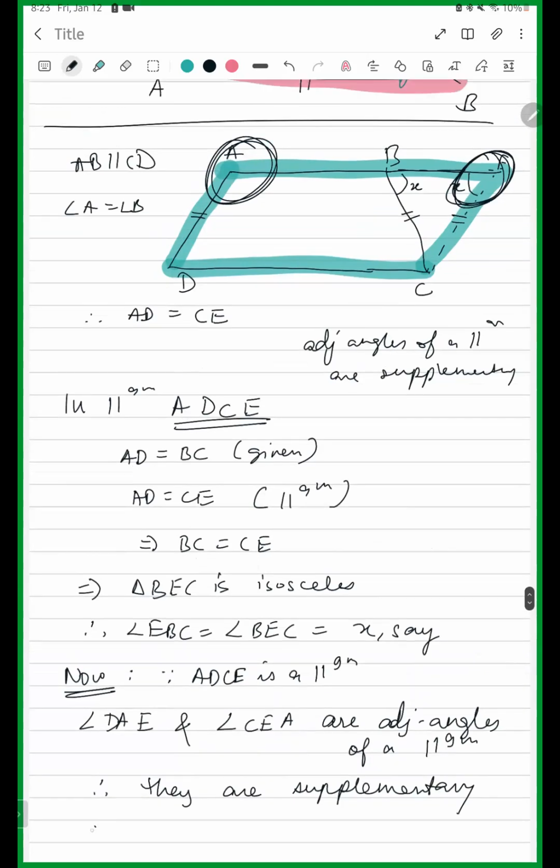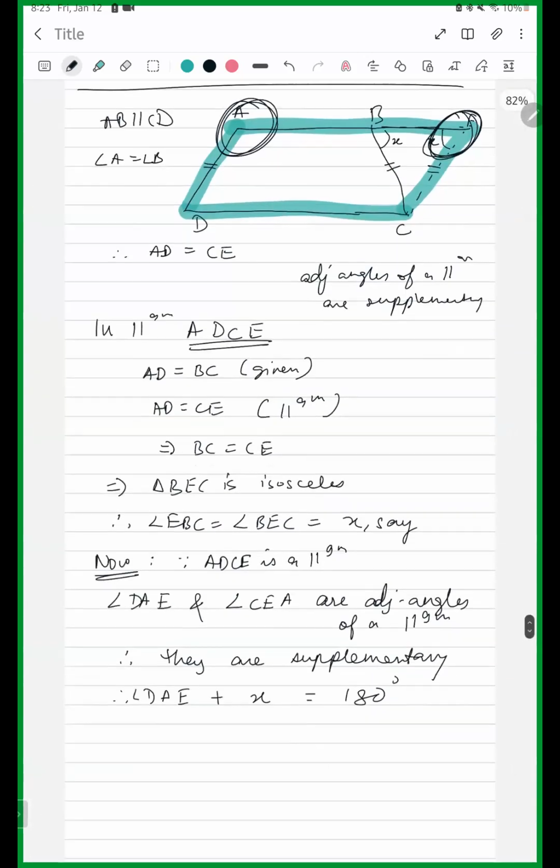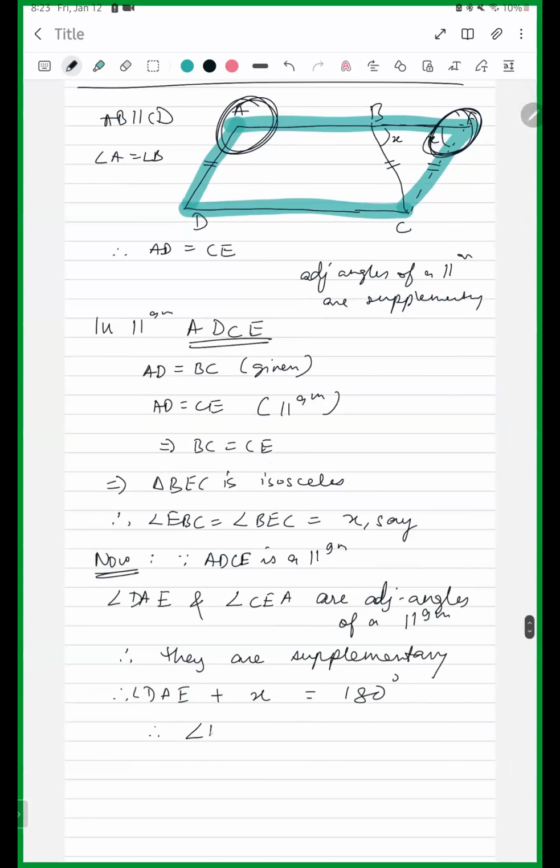Therefore, angle DAE plus X, because the CEA is actually X, right? This is equal to 180. And since it is 180, therefore, angle DAE is 180 minus X. So this thing we have identified as 180 minus X.